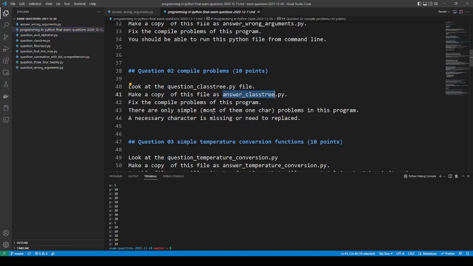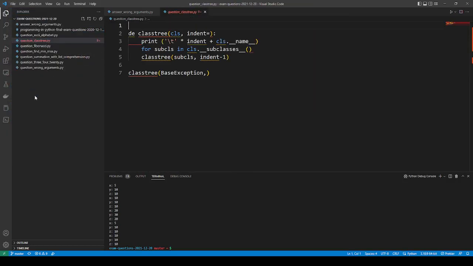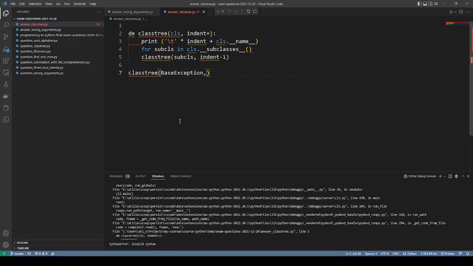There are only simple problems, most of them one-character problems, in this program. A necessary character is missing or needs to be replaced. Question class tree, and I need to save this one as answer class tree.py. And here, okay, I cannot run this one. It should give me immediately invalid syntax.